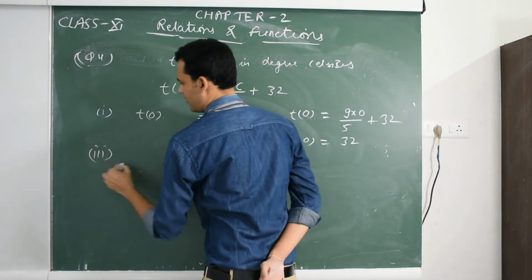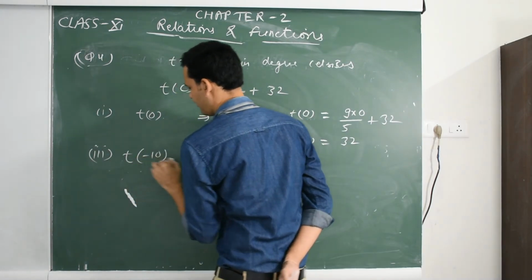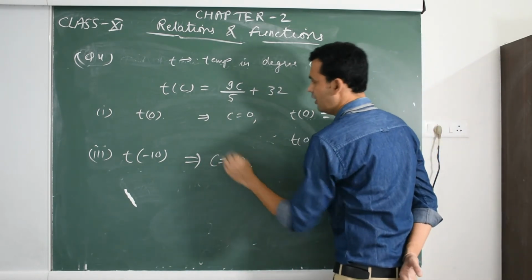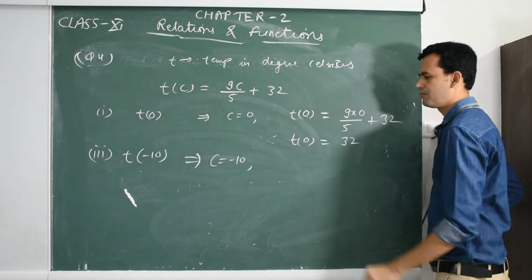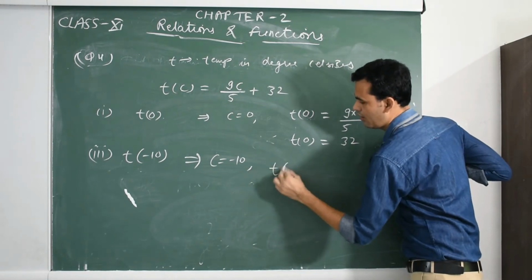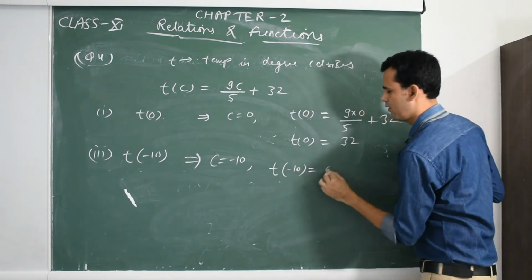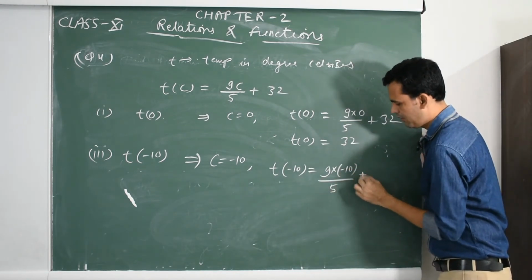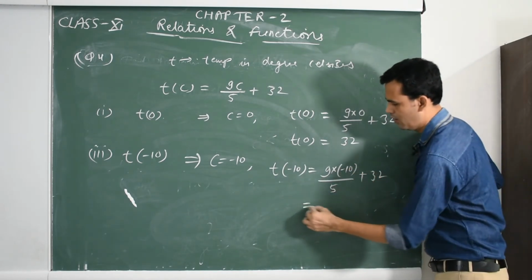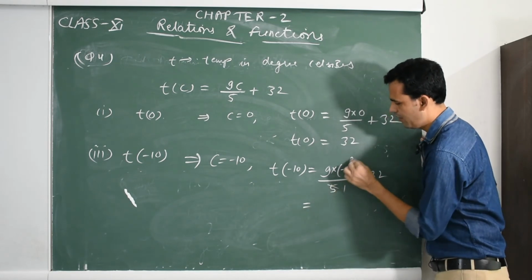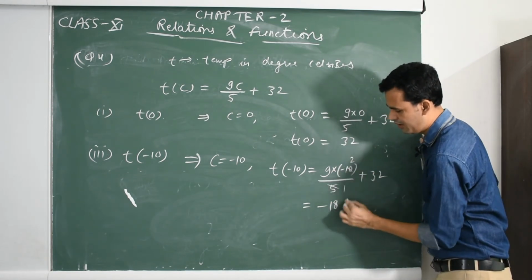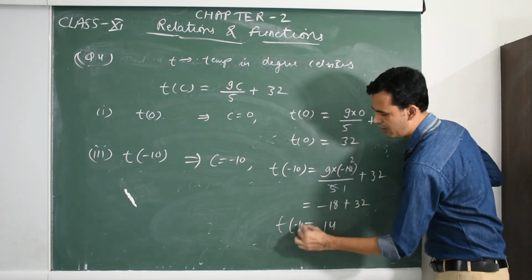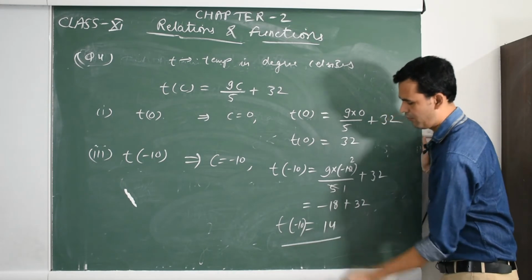we solve third, T minus 10. It means the value of C is minus 10. So we put minus 10 here. So T minus 10 equals 9 into minus 10 upon 5 plus 32. So 5 ones are 5, 5 twos are 10, so it is minus 18 plus 32. So the value of T minus 10 is 14.